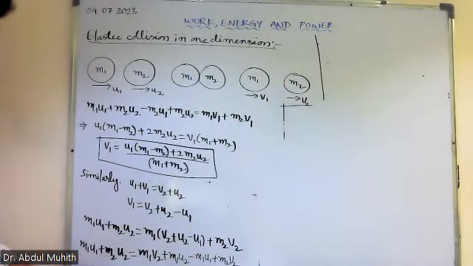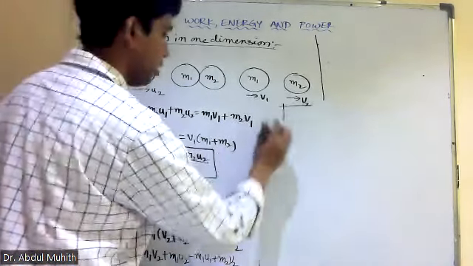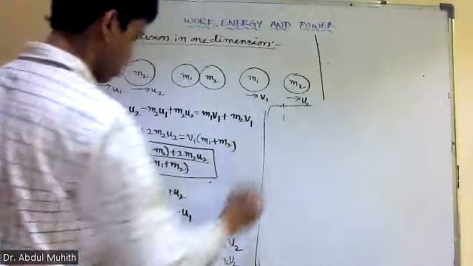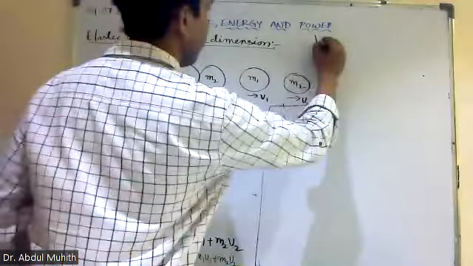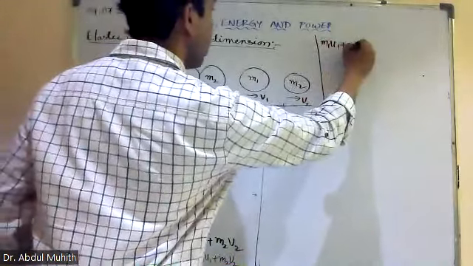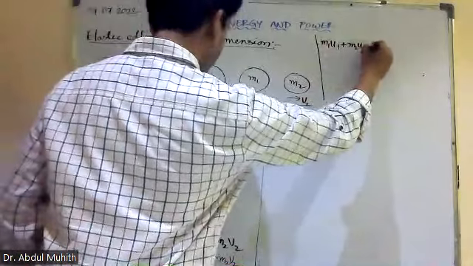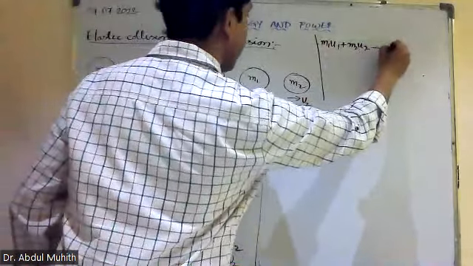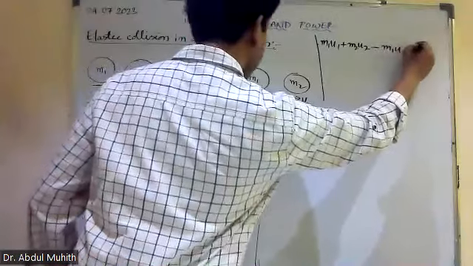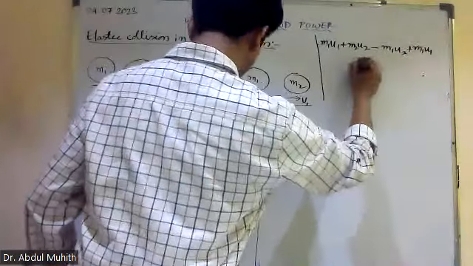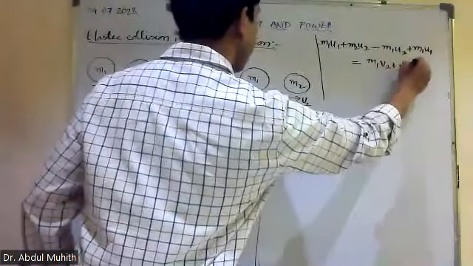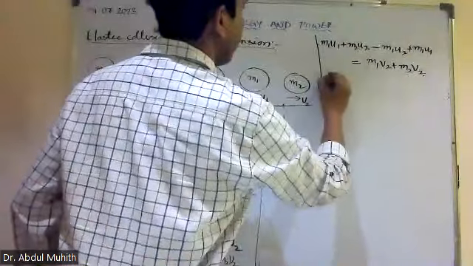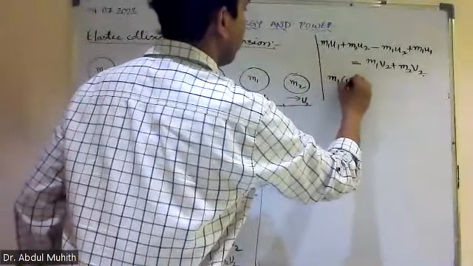Now what I'm going to do? I want v2 terms together. So leave the v2 terms and bring the other terms together: m1 u1 plus m2 u2 minus m1 u2 plus m1 u1 equals m1 v2 plus m2 v2. Now here take m1 common, u1 minus u2.